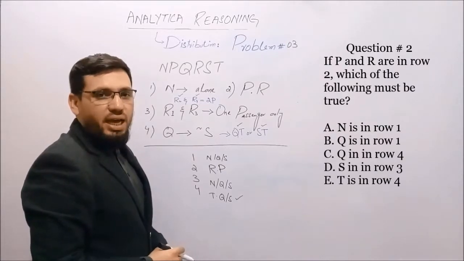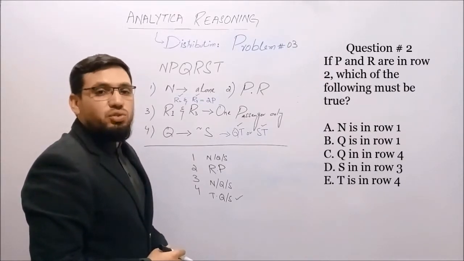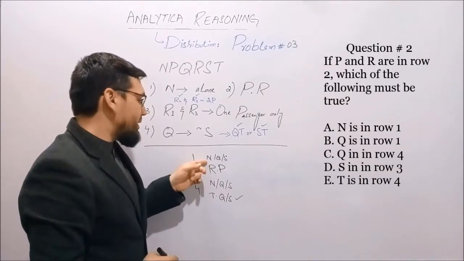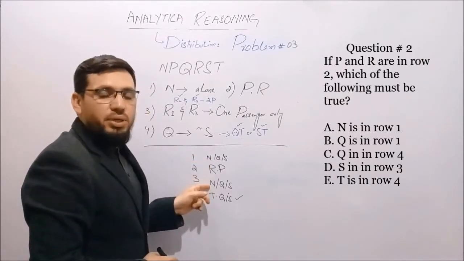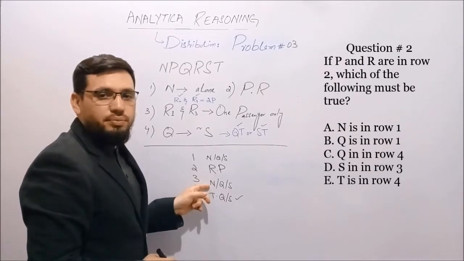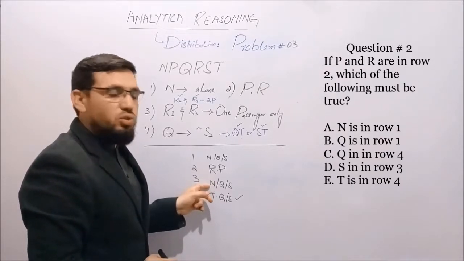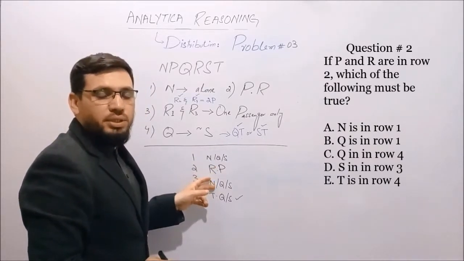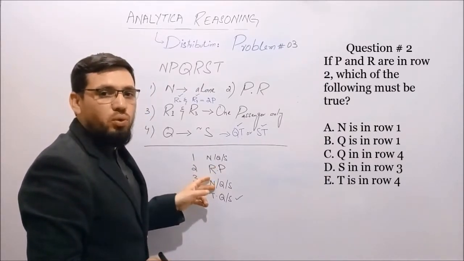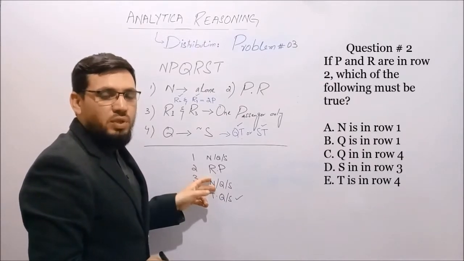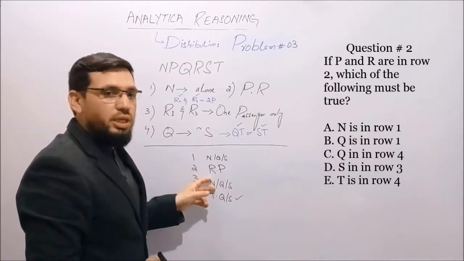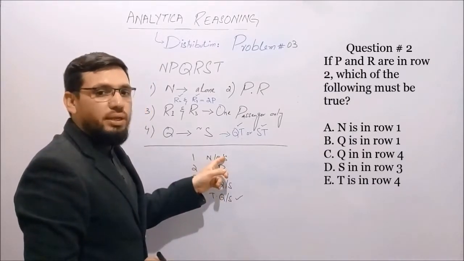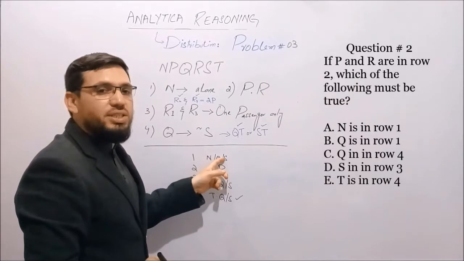So the condition we have right now is that N is in row 1. Here you can see that N is in row 1, but there is a probability that N appears in row 2 as well. In option B, Q is in row 1, so Q could appear anywhere in row 1 and row 3. The third option is that Q is in row 4, so that is not possible. Option D is S in row 3, so it could be in row 3, but as well as in row 1. And the last one is T is in row 4.